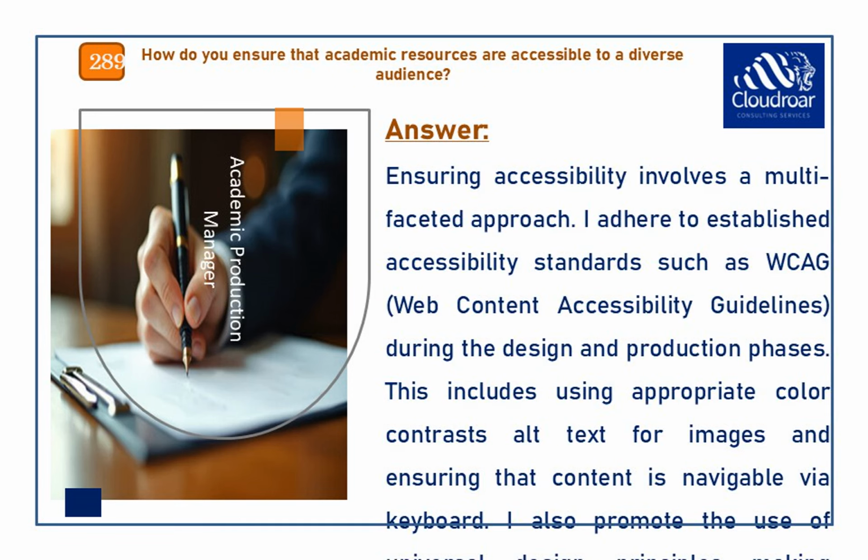Question 289. How do you ensure that academic resources are accessible to a diverse audience? Ensuring accessibility involves a multifaceted approach. I adhere to established accessibility standards, such as WCAG, Web Content Accessibility Guidelines, during the design and production phases. This includes using appropriate color contrasts, alt text for images, and ensuring that content is navigable via keyboard.